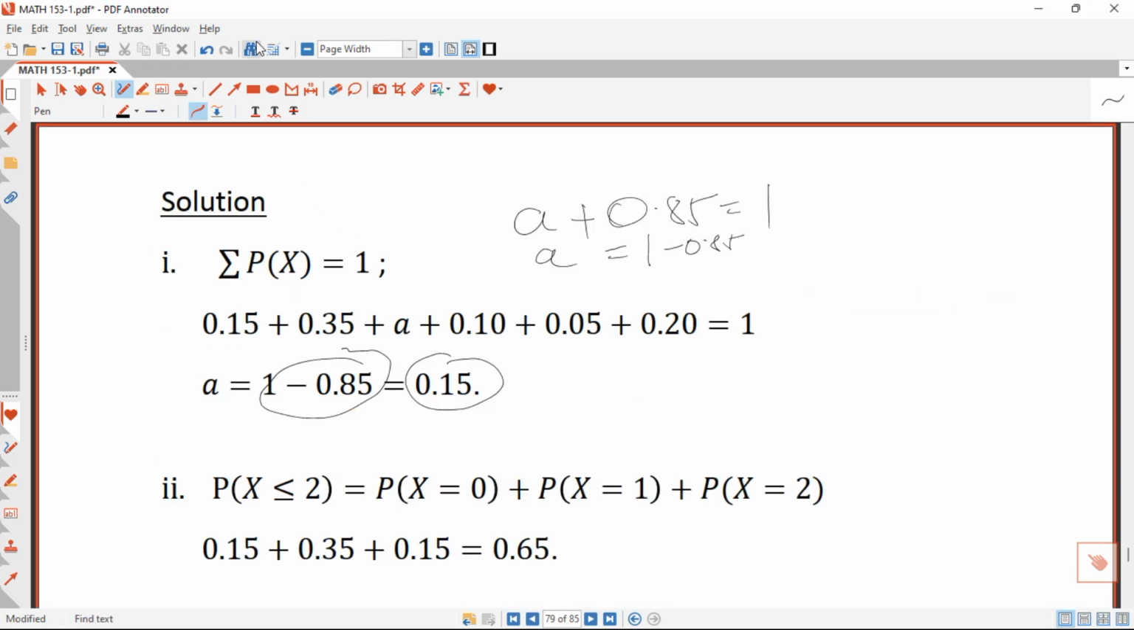So when we come to the worksheet here, that's what the worksheet is also giving us. 0.15 plus 0.35 plus 0.15. We are getting 0.65 to be our final answer.